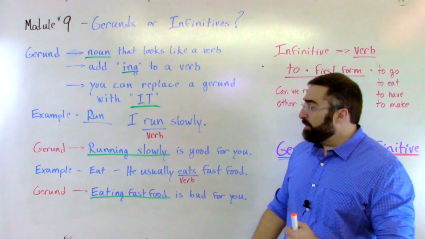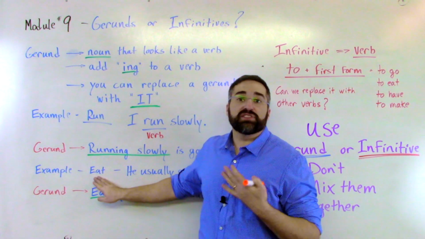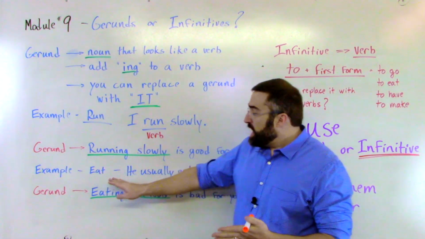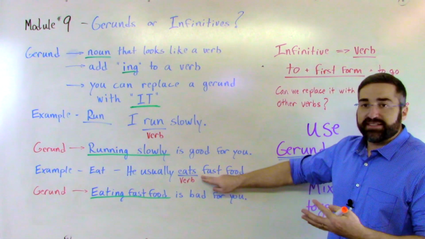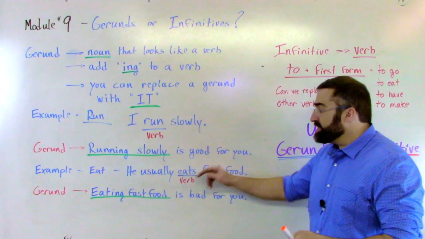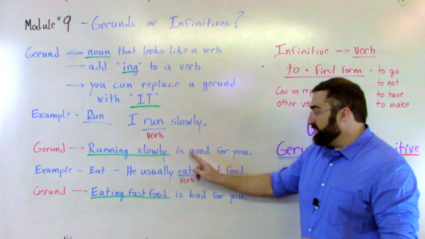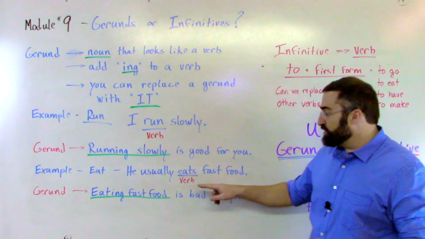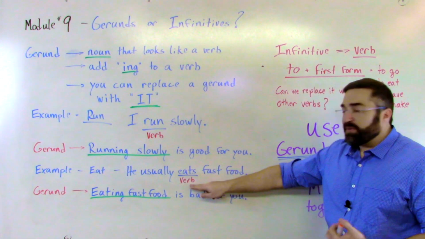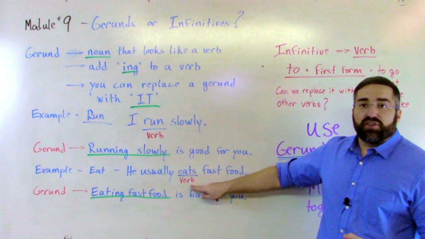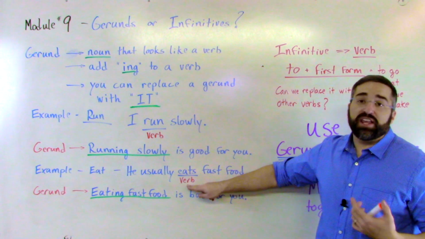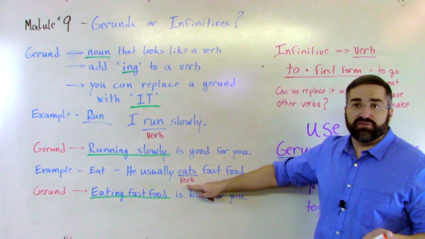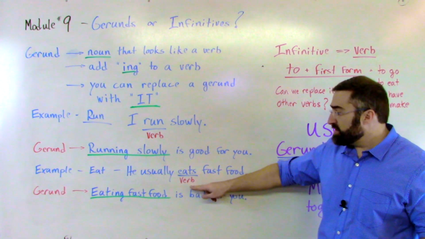Okay, next example with eat. We know eat is usually a verb, okay? He usually eats fast food. I've got my S there because of he eats, and I've got my adverb right in front of it, which we're learning in this module, and then I've got my verb, which I can replace with other verbs. I could say, he usually has fast food, or he usually buys fast food, all of which are actions, yes?